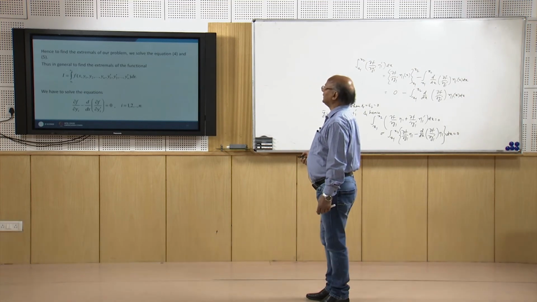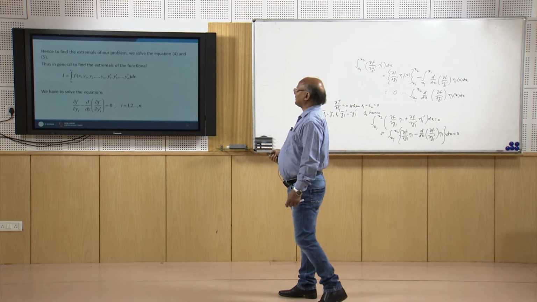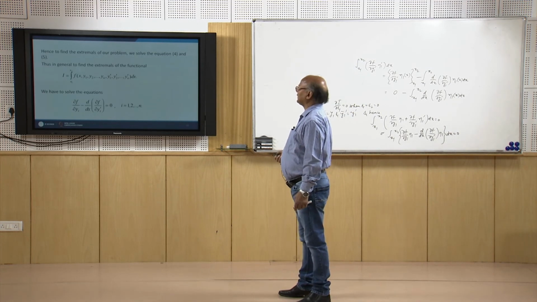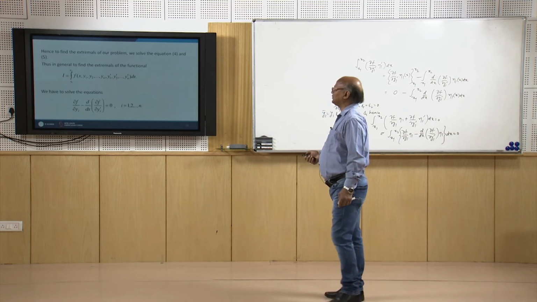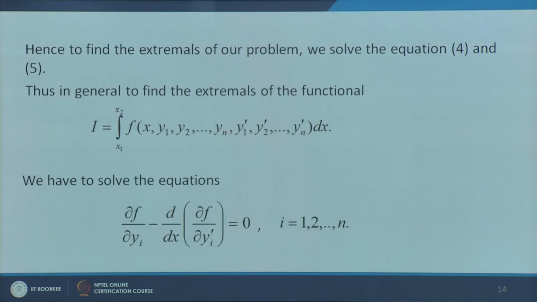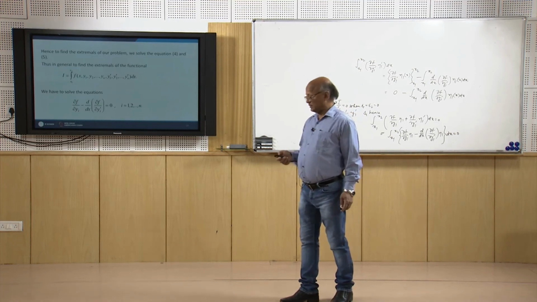to find the extremal of the problem in the case when n is equal to 2. In the general case, we can generalize it to n variables. So in the case of n variables, when I is the integral x1 to x2 of f of x, y1, y2, up to yn, y1 dash, y2 dash, up to yn dash, dx, then similarly we shall have to solve n equations: delta f over delta yi minus d over dx of delta f over delta yi dash equal to 0, where i runs from 1 to n, 1, 2, 3 and so on up to n.